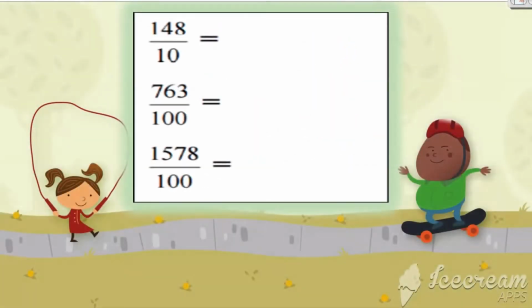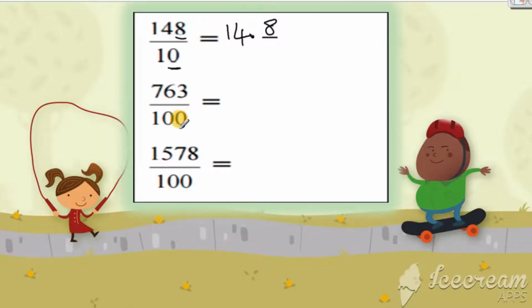Okay, let's have some examples to solve. Here I want to convert a fraction to a decimal. Okay, what should I do? First of all, I have to look at the denominator. Here the denominator is 10. So I have to put the decimal point here and only one decimal place. Here the first number I'm going to write, and the rest of the number is the whole number. So I'm going to read the number as 14.8.